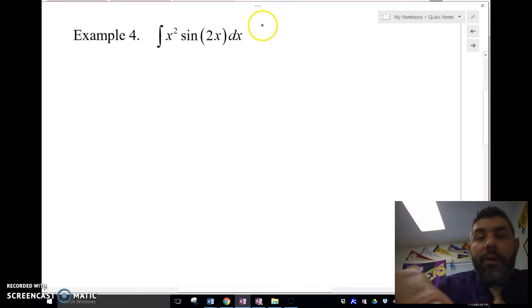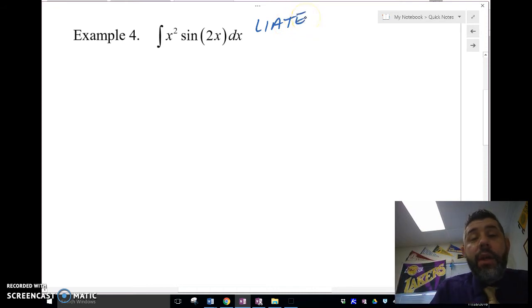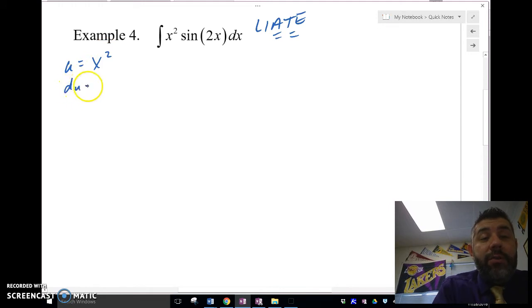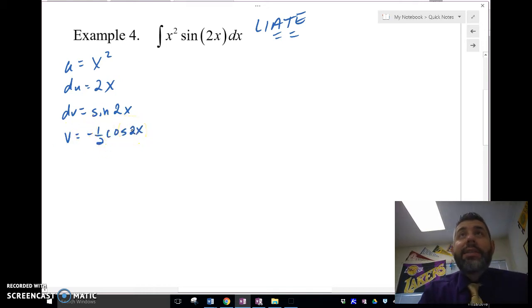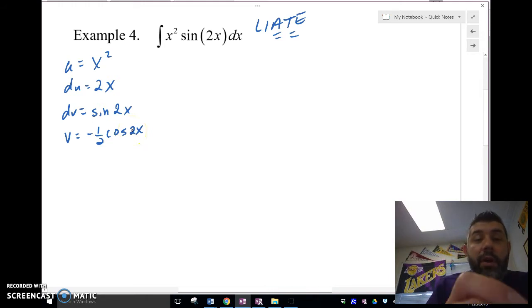Remember in the last video I talked about this guy right here. As we look at it, we've got algebraic before we've got trig. So our u is going to be x squared. We take the derivative of that and we get 2x. Our dv is going to be sine of 2x, which makes our v negative 1/2 cosine 2x when we do the antiderivative of that.